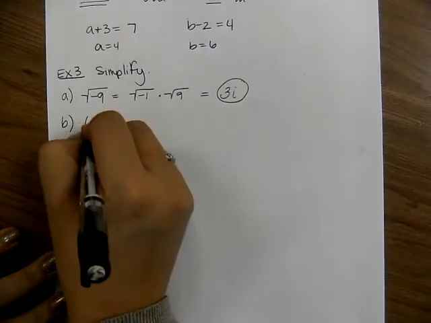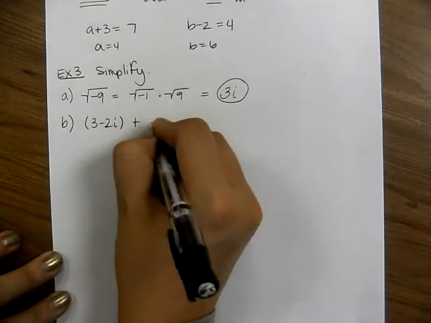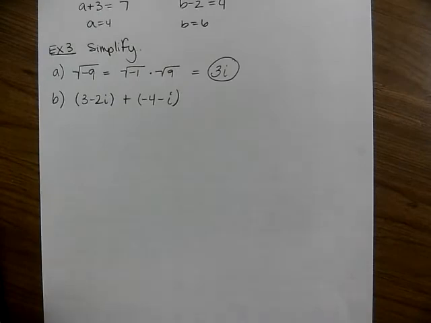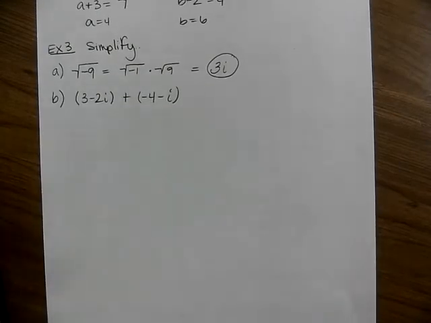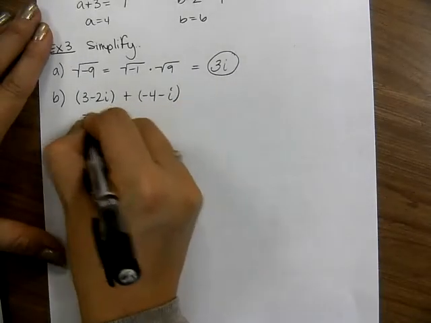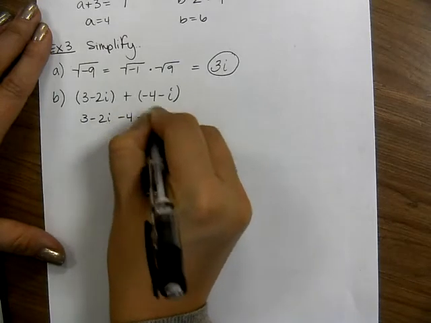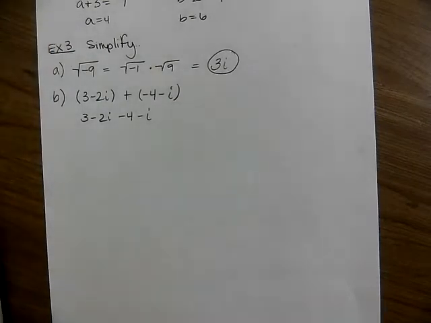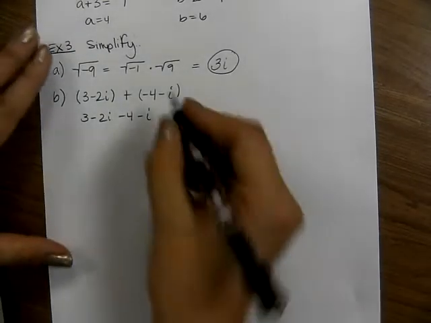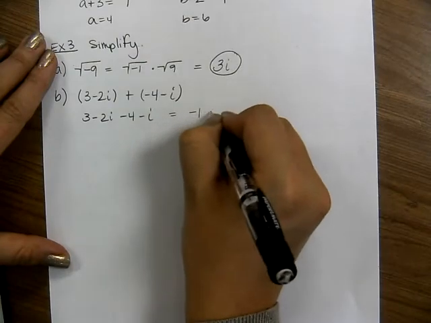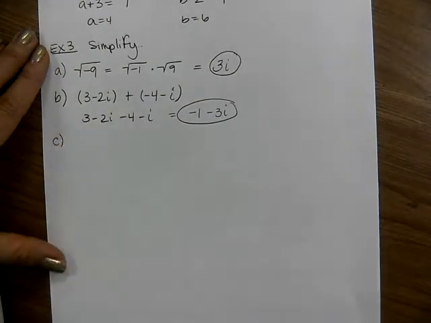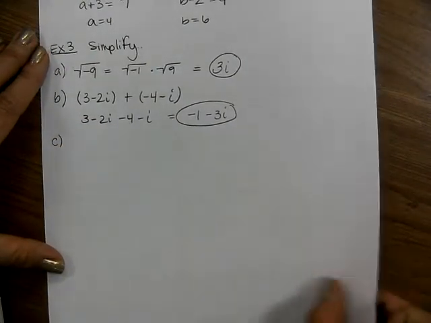What if you had this? 3 minus 2i plus negative 4 minus i. Do the parentheses matter? No, they're really just there to trick you. So get rid of them. 3 minus 2i minus 4 minus i. And then it's really just a matter of combining like terms. You can combine the real pieces, you combine the imaginary pieces, and you're all set. So we're going to get negative 1 minus 3i. Everybody okay on that? Okay.